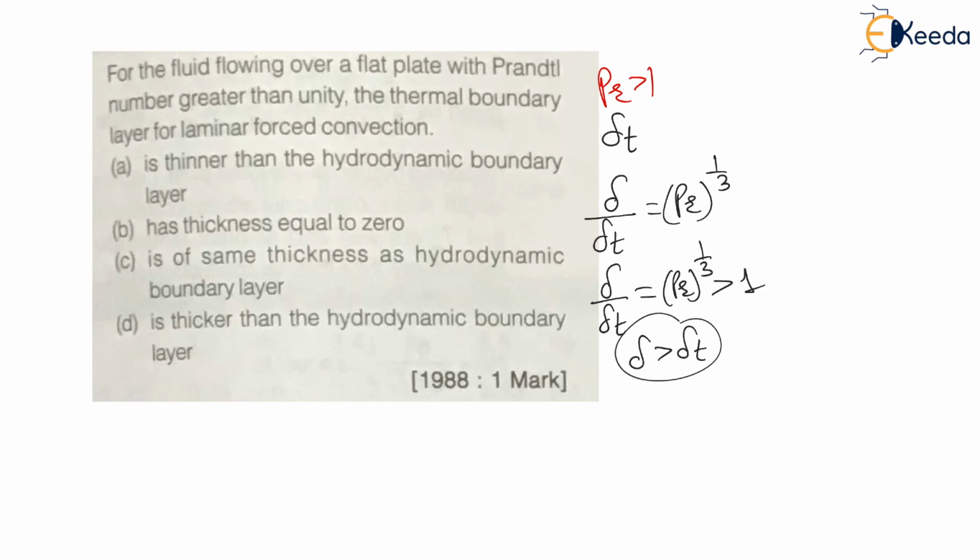That means the thermal boundary layer thickness is less than the hydrodynamic boundary layer thickness. Therefore here they are mentioning the thermal boundary layer for laminar forced convection is less than hydrodynamic boundary layer thickness. Less than means thinner than, we can say it is thinner than hydrodynamic boundary layer thickness. That is option A will be the correct choice for this question.